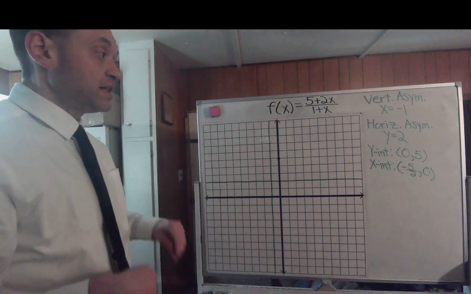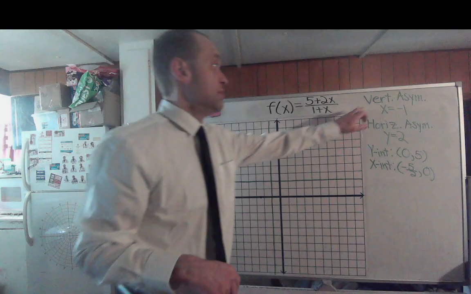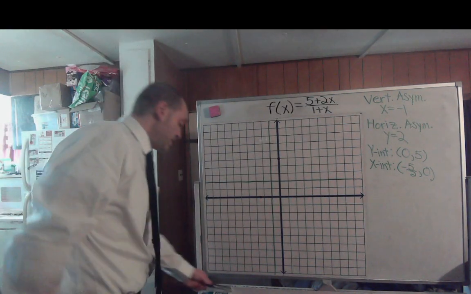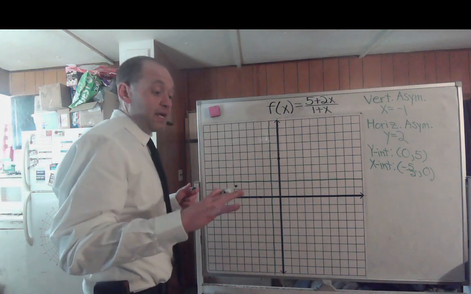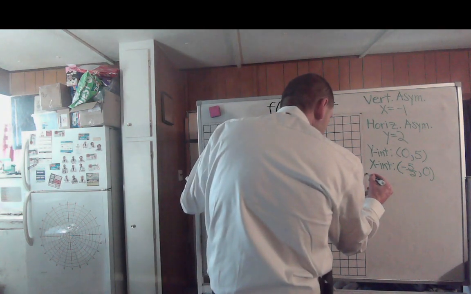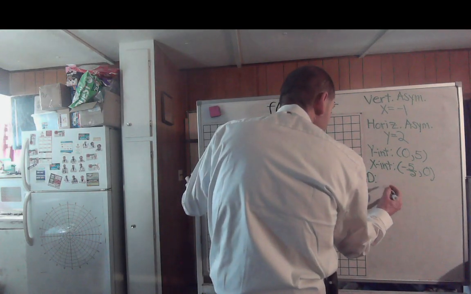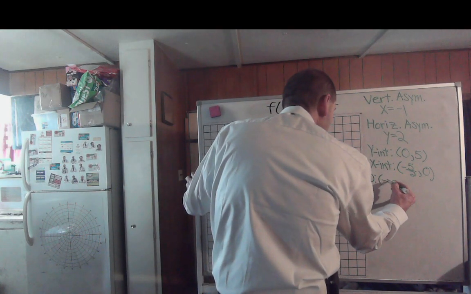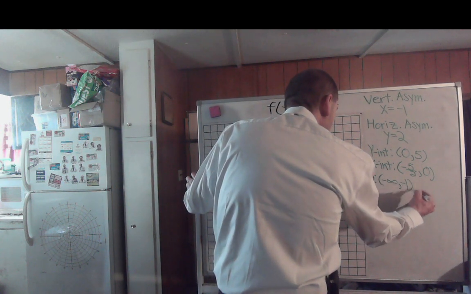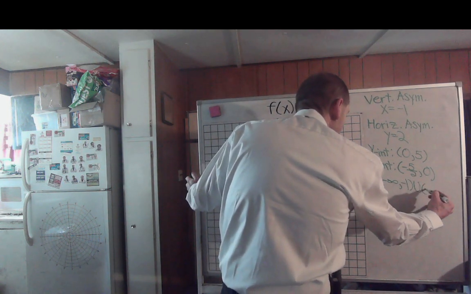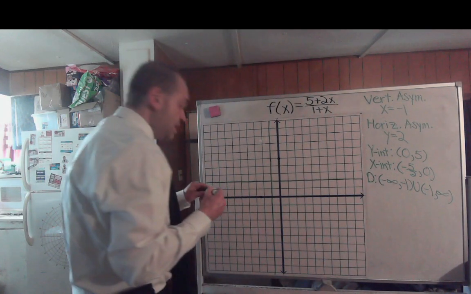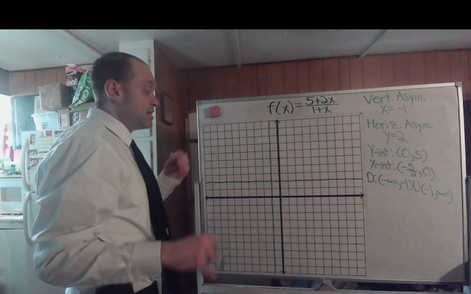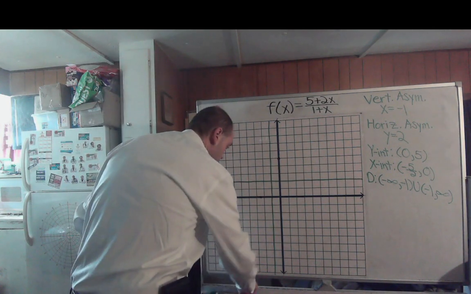Now, at the very least, we can identify the domain, because we have a vertical asymptote at x equals negative 1. So that means your domain is everything except x equals negative 1. So the domain is from negative infinity to negative 1 non-inclusive in union with negative 1 non-inclusive to infinity. Alright, let's go ahead and graph, and then we can probably identify the range a little bit easier.